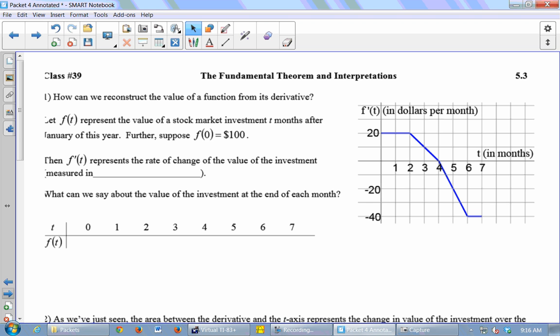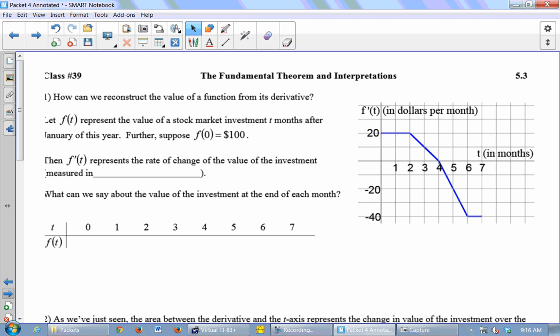Okay, so I want to be able to reconstruct the value of a function from its derivative. So if f of t represents the value of a stock market investment t months after January of this year, and I know that on the first day of the year, the value of this investment was $100. F of 0 is 100.